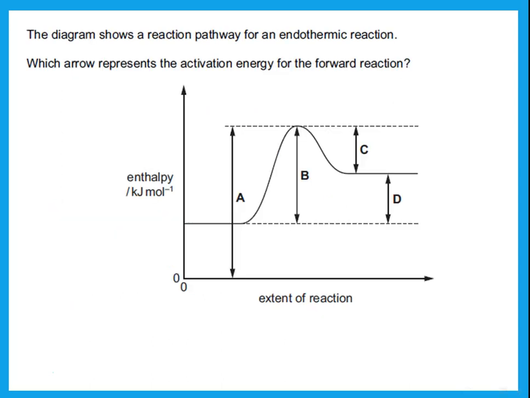Okay, this is a simple one. He says the diagram shows a reaction pathway for an endothermic reaction. Which arrow represents the activation energy for the forward reaction? We said the activation energy is the distance from where to where? From the reactants to the top. So in this case, of course, the activation energy is B, right?